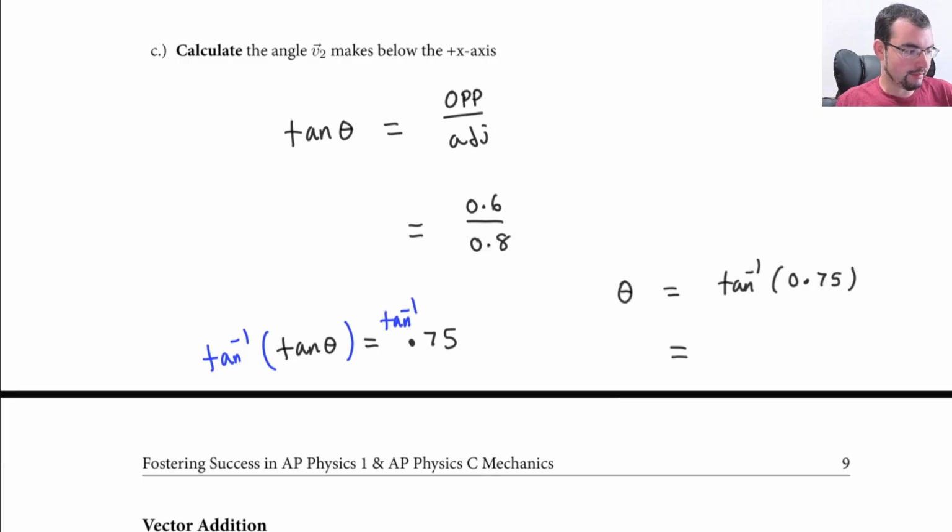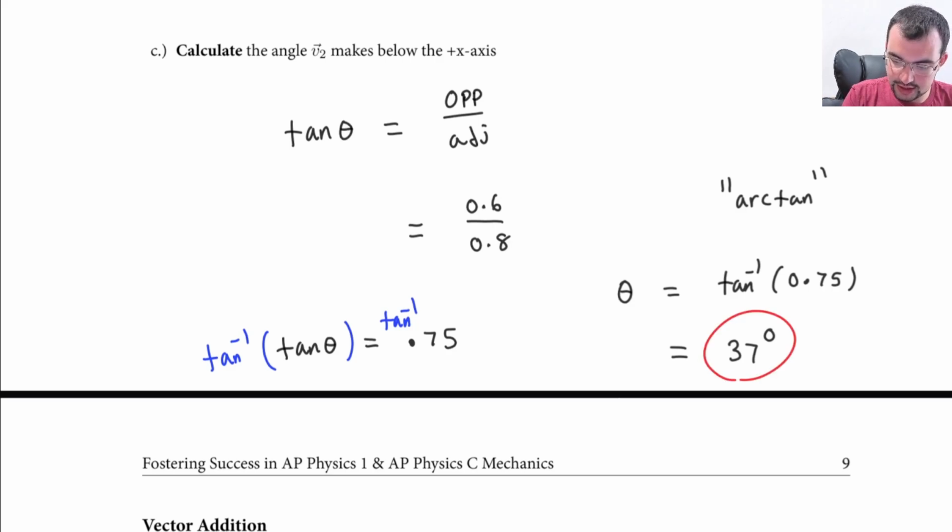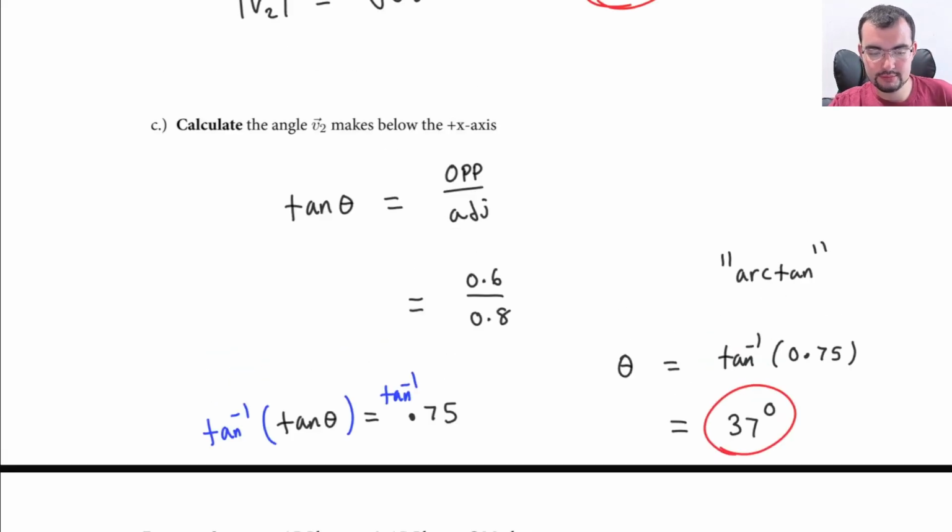If we do that, making sure we're in degree mode, this is also known as arctan. Sometimes you'll see it like this, or you could type it in as arctan of 0.75, but this is probably 37 degrees, we'll say. This is a very common angle you'll see that makes nice.